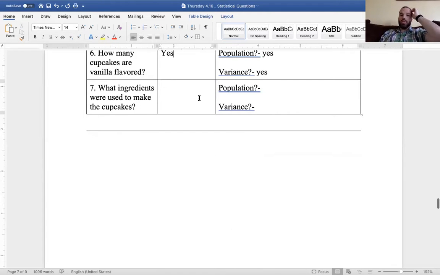What ingredients are used to make these cupcakes? Is it about population? Yes, it's about lots of cupcakes. Is there variance? Yes. Flour, sugar, egg yolk, milk. There's lots of different answers that we could give. So yes, this is a statistical question.